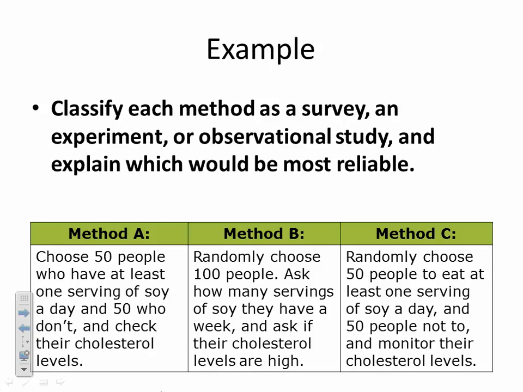All right, so you're looking at 50 people who eat soy and 50 who don't. Are you making anybody eat soy? No. Are you making anybody stop eating soy? No. You're just pulling people who already participate in this on a daily basis. So all you're doing is just observing. You are checking their cholesterol levels and writing down your results. You're not making some people do one thing or do another. You're just observing and recording results. So method A, we would call that an observational study.